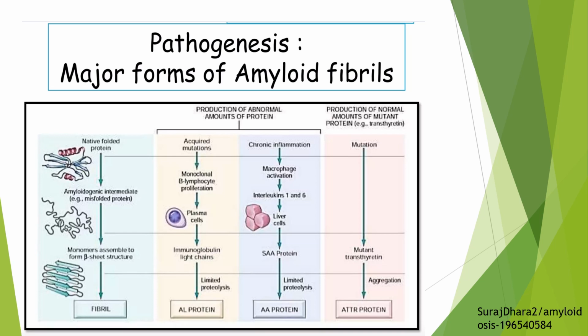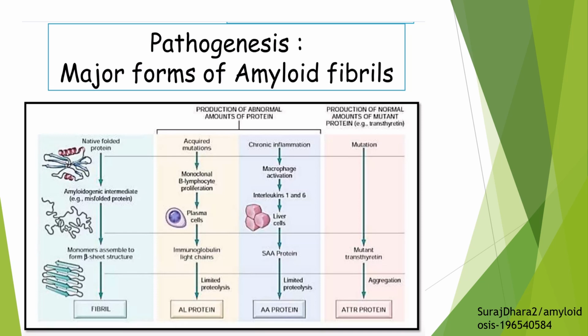Another way around is if there is an acquired mutation. Let's say the patient has some sort of plasma cell dyscrasia, for example monoclonal gammopathy of undetermined significance, some sort of monoclonal B lymphocyte proliferation, that leads to the production of immunoglobulin light chains. And due to the limited proteolytic activity, that also leads to the formation of AL protein aggregates, which are the light chain protein aggregates.